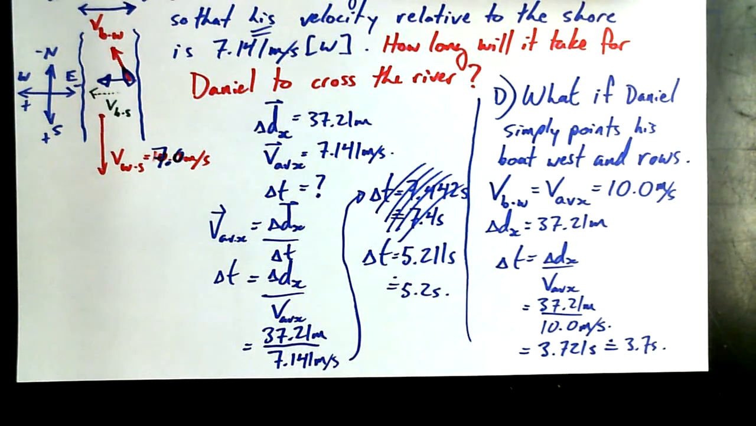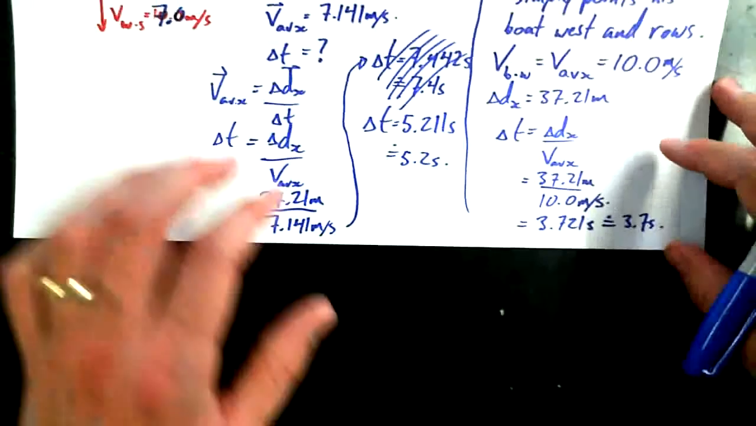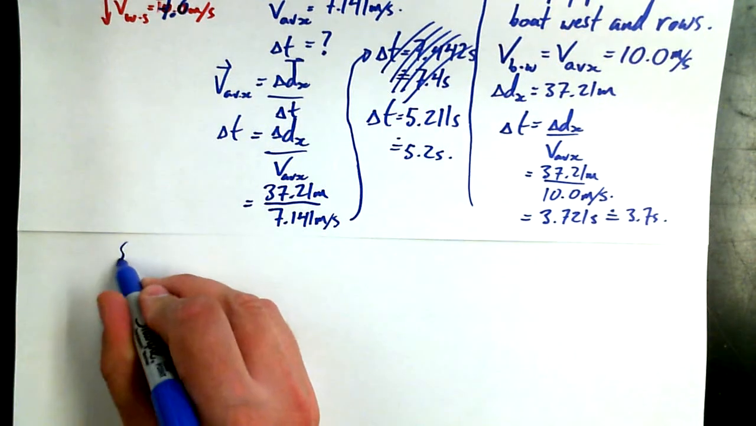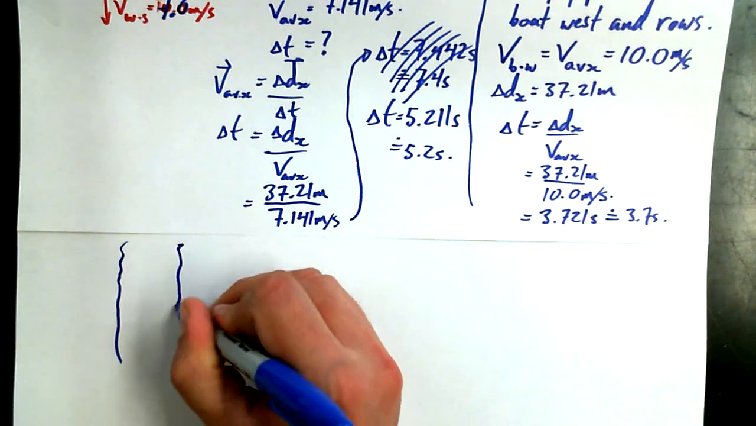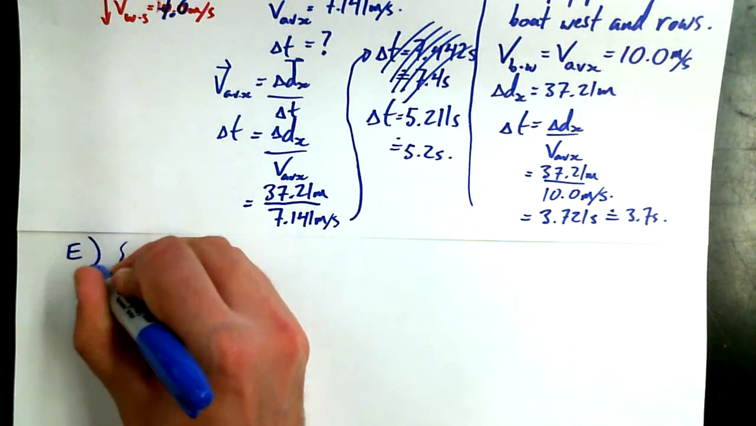Okay, there is a part E here. Let's finish this off. Part E: assuming it takes 3.7 seconds to cross the river. I'm going to take this sheet away, slide it up a little bit. For the same river, so here's the river again. Assuming that it takes, so I should make this part E.